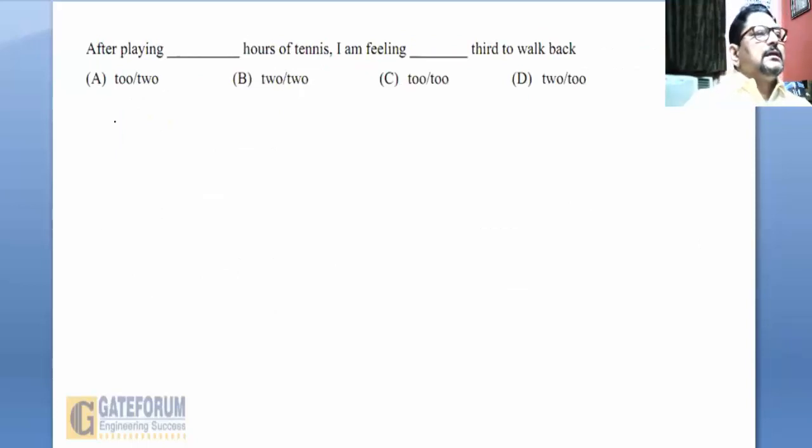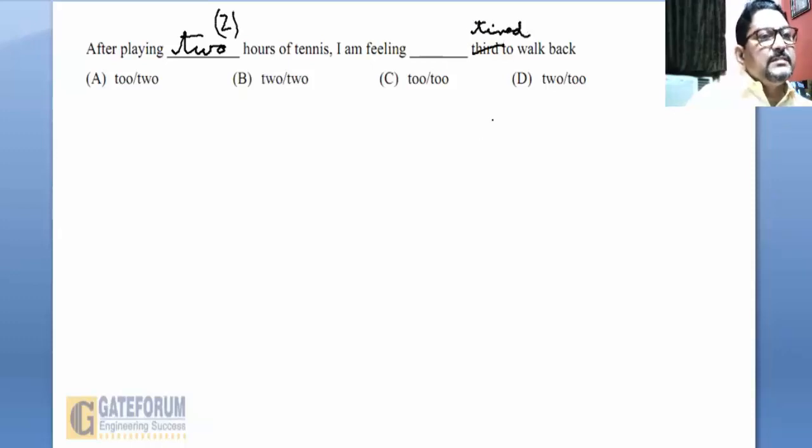Next. After playing dash hours of tennis, so naturally it must be 1, 2, 3, like that hours. So here it must be 2, depicting number 2. I am feeling, this should not be third, this should be tired.